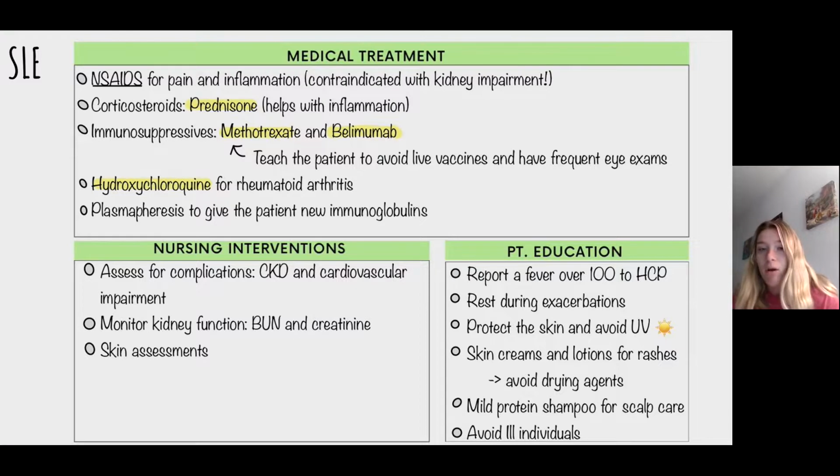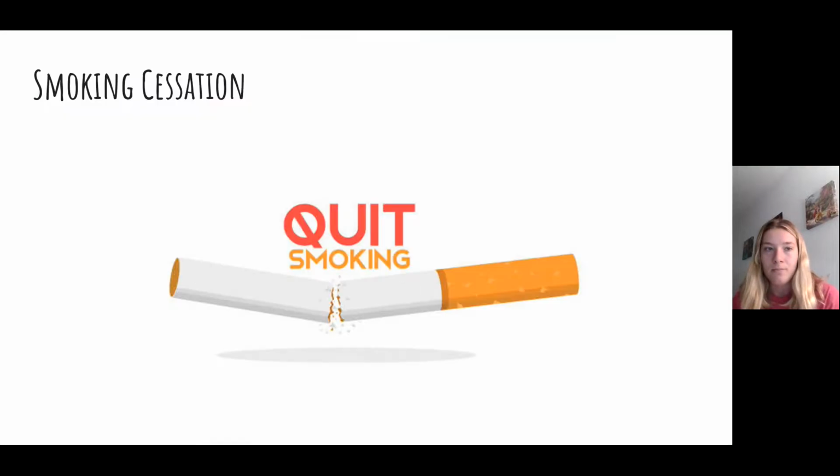Skin protection is a big one. Avoid UV. There's certain creams and lotions for these rashes. We just really want to make sure we're not drying out their skin. For the alopecia, a mild protein shampoo can help as well. And again, avoiding ill individuals, they're on immunosuppressants. This includes kids, toddlers, family members that are sick, and avoiding the hospital if it's not necessary. So just keep all of those in mind.